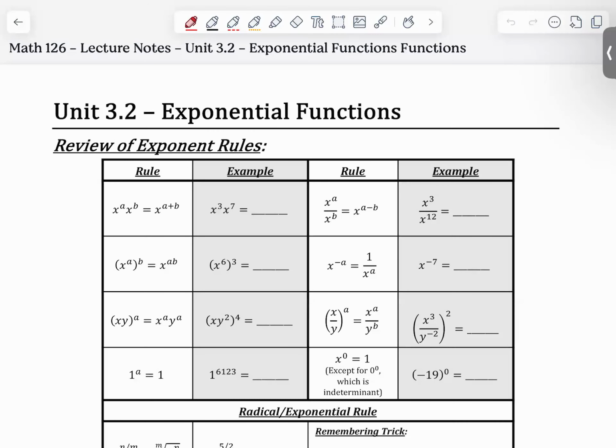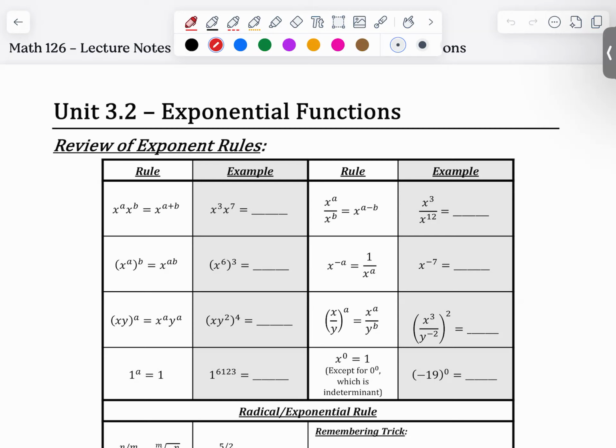Hello, everyone, and welcome to our first video on Unit 3.2, where we're going to be talking about exponential functions. I know it seems like kind of a big jump, like a big left turn since we were talking about inverse functions, but I promise it will make sense once we get to Unit 3.3.